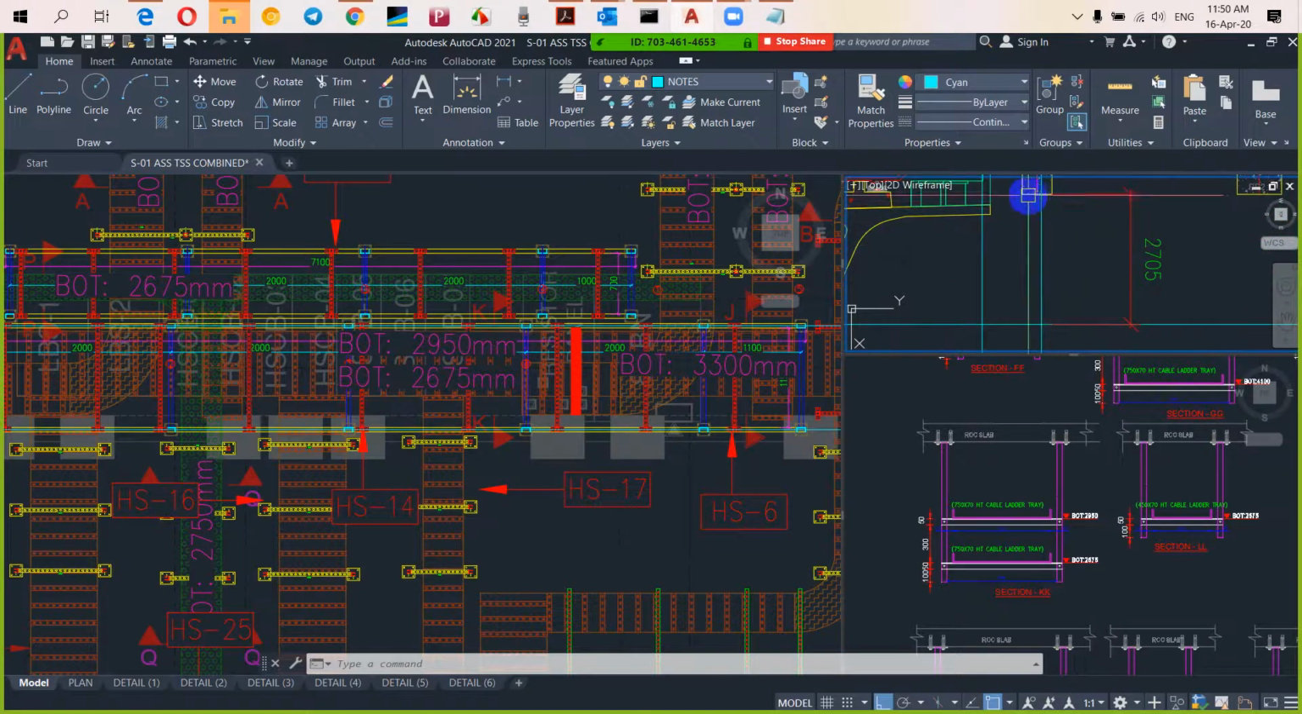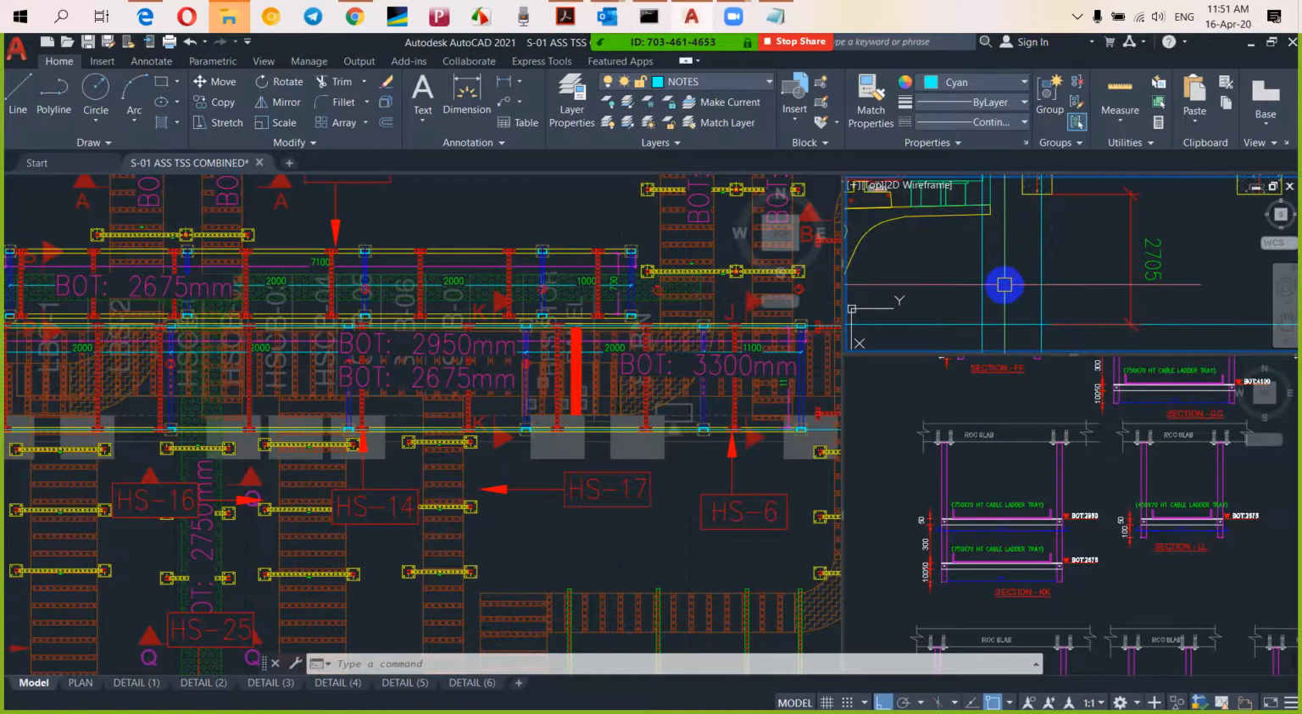for this support we have to arrange one unistrut coming from here to here. Our unistrut height is always 2.5 maximum, but here we are having a height of 2.7.